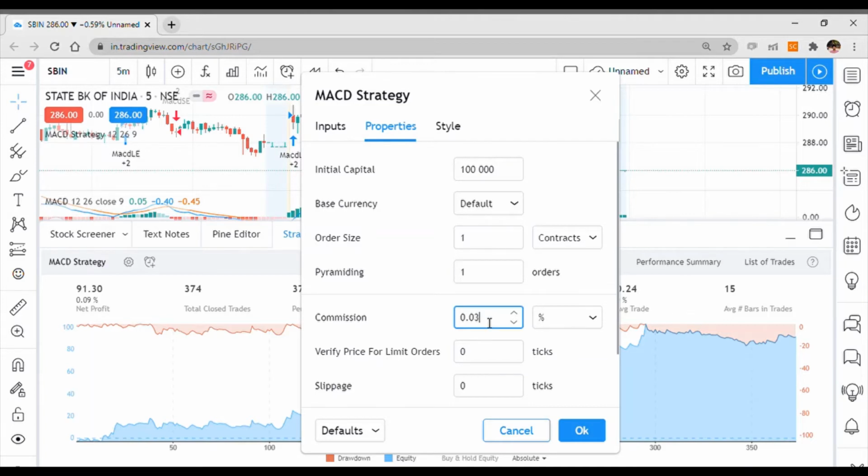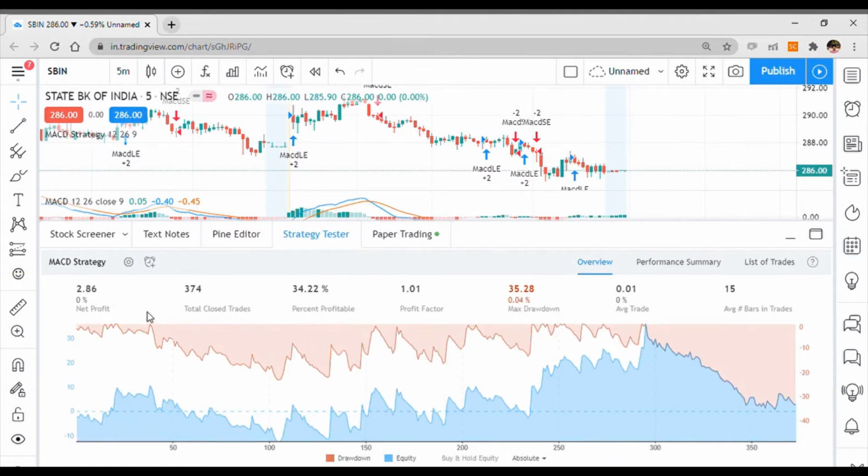Approximately, I will just add the minimum, like 0.02%. I'm sure it will be more. I will take 0.05%, and see the net profit how it decreased. So to overcome this problem, that is to decrease the number of trades, we are going to buy only when the MACD signal line. Let me show you.